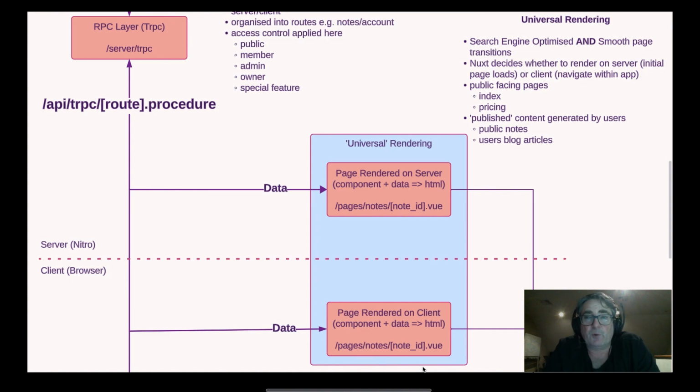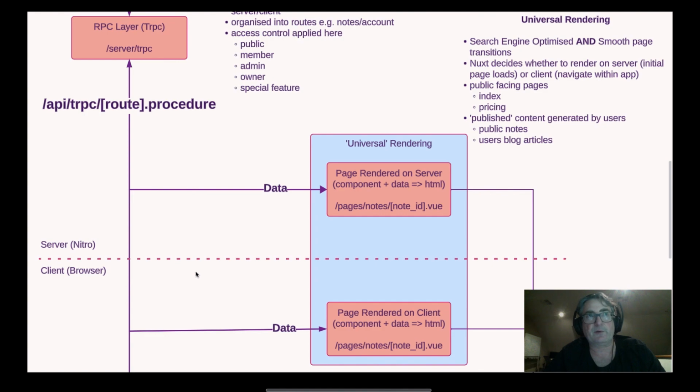Nuxt, the framework, decides whether to render on the server or the client. I usually use universal rendering for two things: for public-facing pages, so things like the index page and the pricing page, and also any published content generated by users. For example, if you allow users to create notes, which is part of the demo app, and you want them to be able to publish those notes publicly, then that published notes page would be universally rendered. Also, if you could imagine doing a blog, the blog articles would be similarly rendered. So that gives you most public-facing pages, published pages, but it's not actually your software.